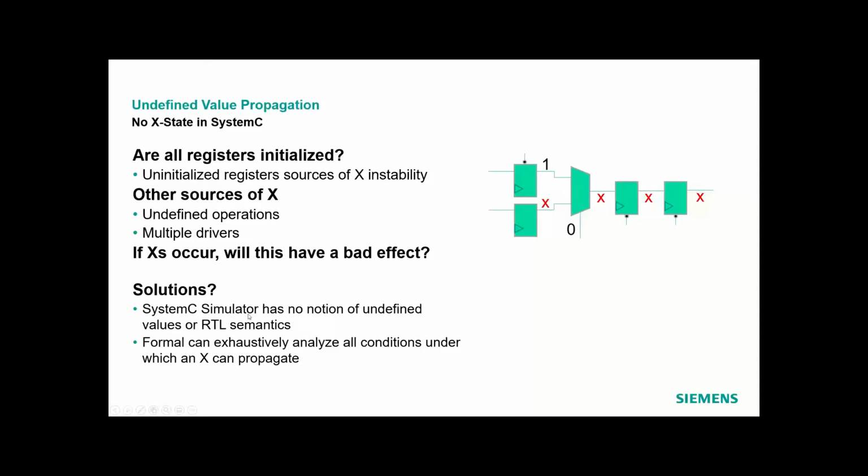SystemC simulators have no notion of undefined values or RTL semantics, but OneSpin as a formal engine can exhaustively analyze all conditions under which an X can be propagated to the output. Formal is also excellent for identifying uninitialized states and examining how these X can be propagated through the design.